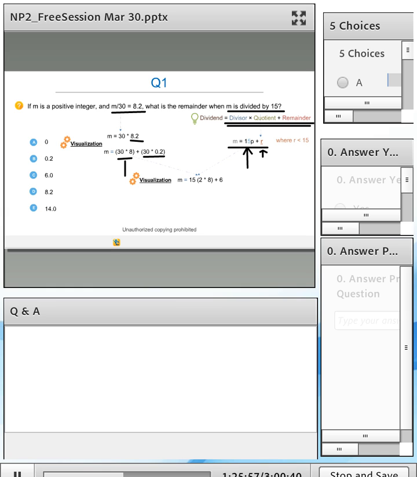So I visualize, and what I see is that m is equal to 15 times (2 times 8) plus 6. All I'm doing is selecting terms such that I get one term which is a multiple of 15, and the other term is left aside. That's what I'm able to do here, and I get r as 6. So that's the answer. Now, how many of you solved this question in this manner?